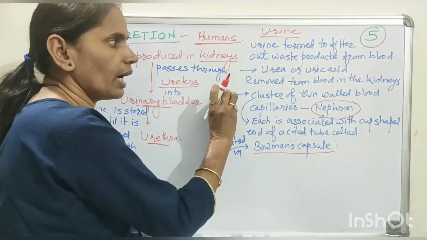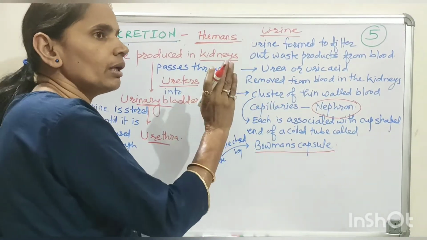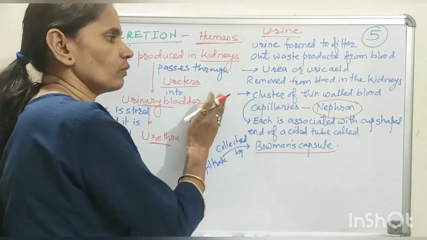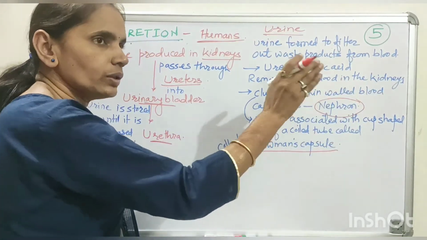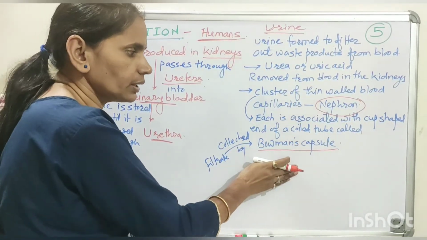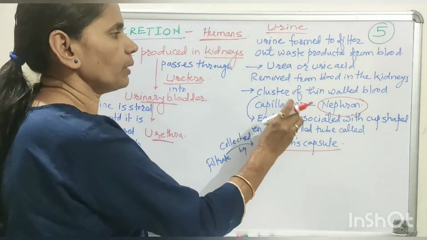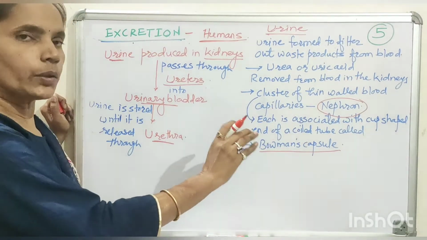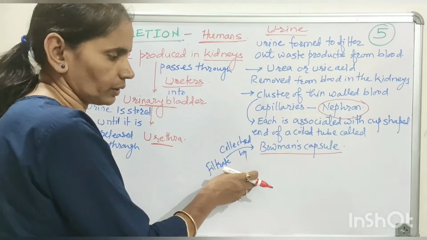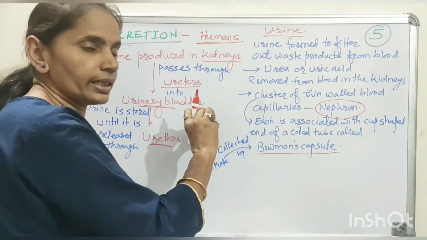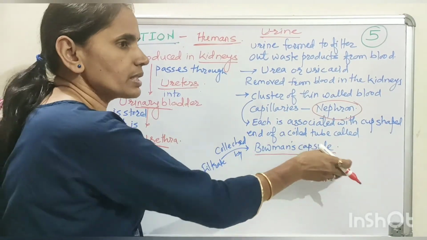These capillaries have thin walls so that the filtration of the blood is carried out through these walls. So these clusters are called nephron. Now these nephrons are associated with the Bowman's capsule. What is Bowman's capsule? It is the cup-shaped end of the coiled tube. This Bowman's capsule collects the filtrate. Whatever filtrate is released from the blood capillary is collected by the Bowman's capsule.